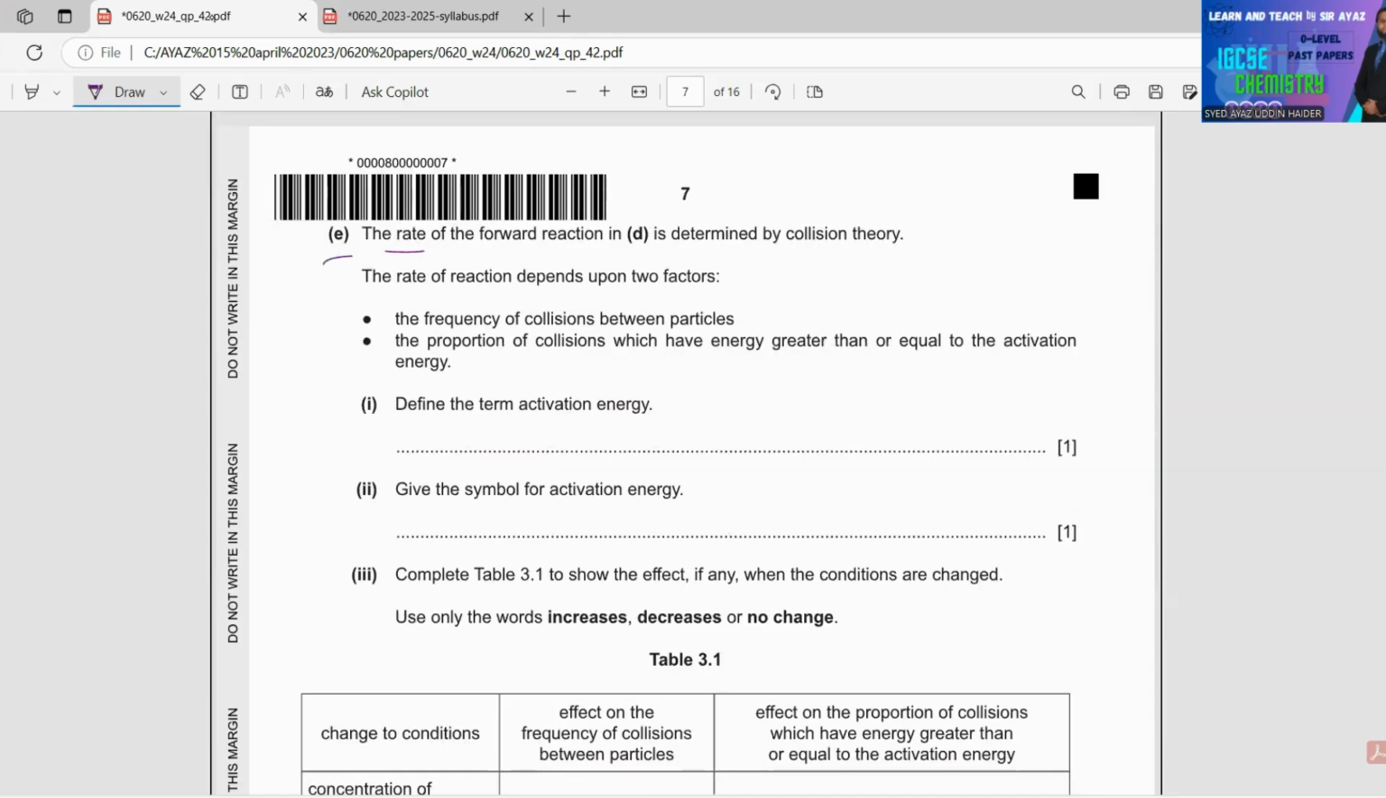E. The rate of the forward reaction in D is determined by collision theory. The rate of reaction depends upon two factors: the frequency of collision between particles, and the proportion of collisions which have energy greater than or equal to the activation energy. 1. Define the term activation energy. It's the minimum energy that colliding particles must have to react.